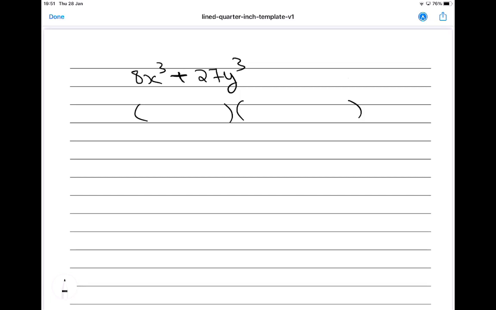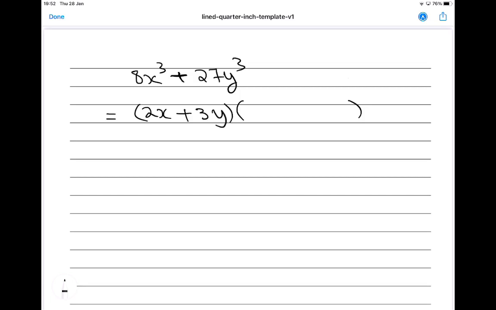Well, that's a plus, so we will have a plus in the first part. And then we need to take the cube root of the first term. What is the cube root of 8x cubed? And that will be 2x. Then the cube root of 27y cubed will be 3y.